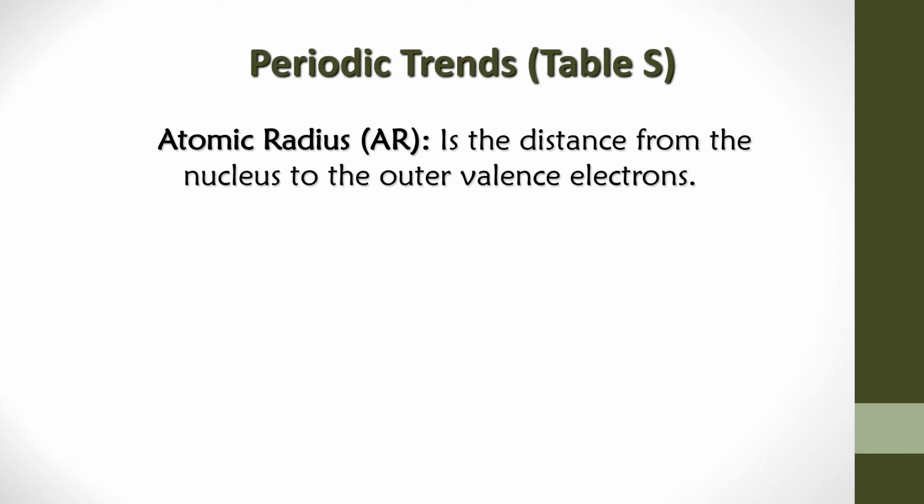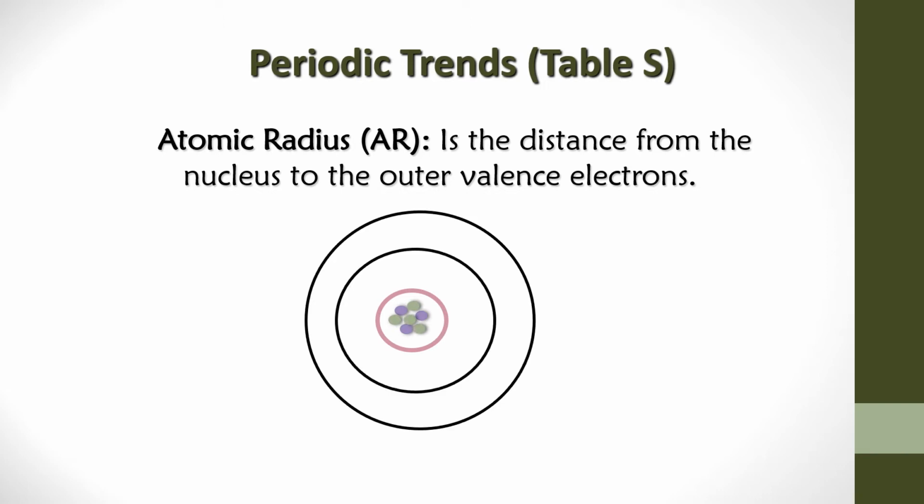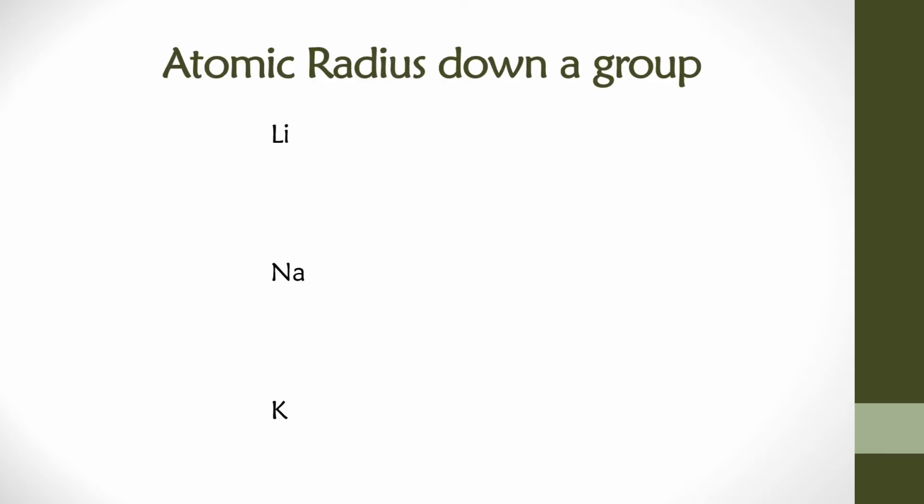Now, if we look at an atom, let's say I am looking at a lithium atom. We have a nucleus in the middle, and for a lithium atom, we are going to have 3 protons in the nucleus, and we have 4 neutrons. And then we've got 2 orbits. In the first orbit, we have 2 electrons, and in the second orbit, we have 1 electron. So atomic radius is basically this distance right here between the nucleus and the electrons in the outermost shell, or the valence electrons. So what happens to this atomic radius as we go down the group?